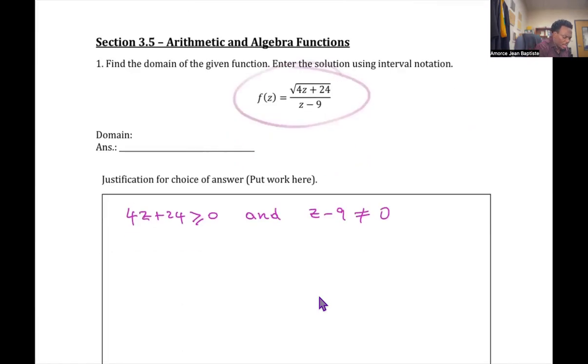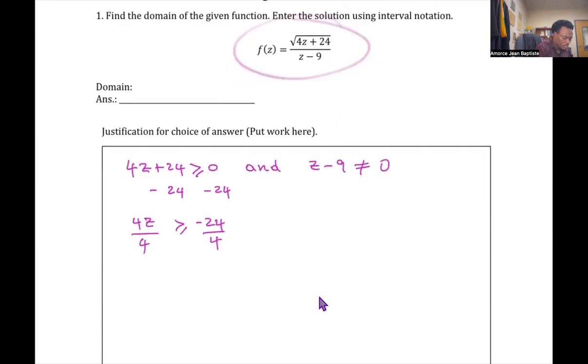So let me solve this inequality. I'm going to subtract 24 on both sides. I got 4z is greater or equal to negative 24. We divide by 4. We get z is greater or equal to negative 6. Let's solve this. We want z to be not 9 if you add 9 on both sides.